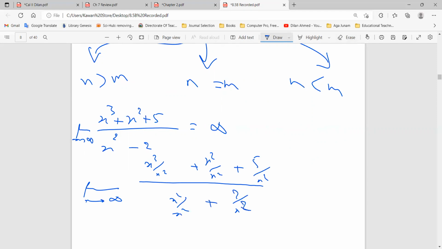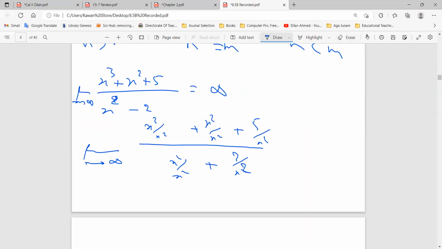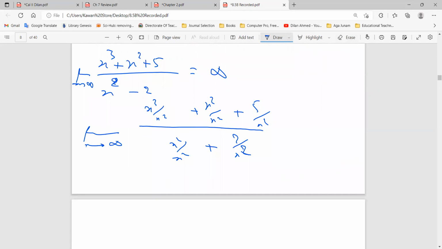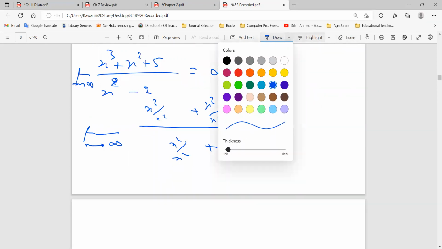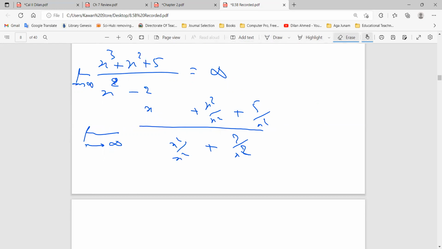You got why? Because the higher degree in the denominator is squared. So in the numerator, that one remains just x, right? How about that one? 1. And that one remains itself. How about that one? 1, right? Now, take a limit.